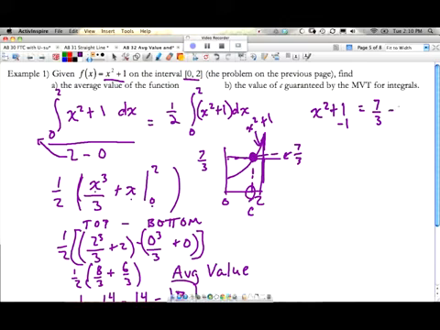Well, I've got to subtract 1 from both sides. That really means subtract 3/3 from this side. So we'll have x squared equals 4/3. Then we've got to take the square root of both sides. On top, the square root of 4 is 2. On bottom, we've got the square root of 3. And that's fine to leave it like that.